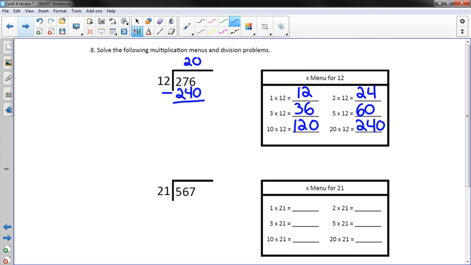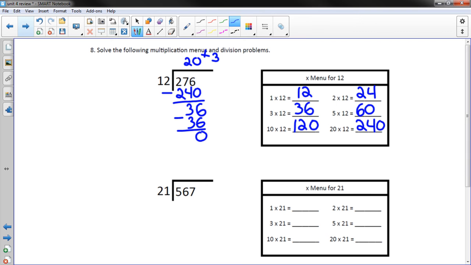Subtract. 6 minus 0 is 6. 7 minus 4 is 3. 2 minus 2 is 0. Now I have to see how many 12s go into 36. I look at my menu and voila! 3 times 12 is 36. Mr. Knowles didn't leave me enough room to do my work up here, but let's put a little 20 plus 3 there. And 3 times 12 is 36.